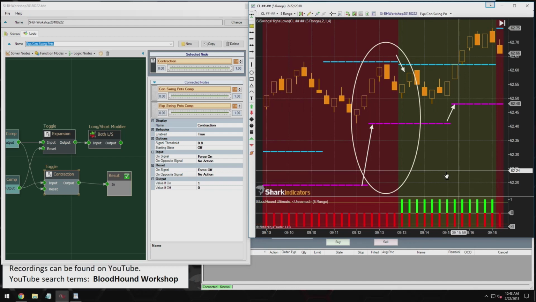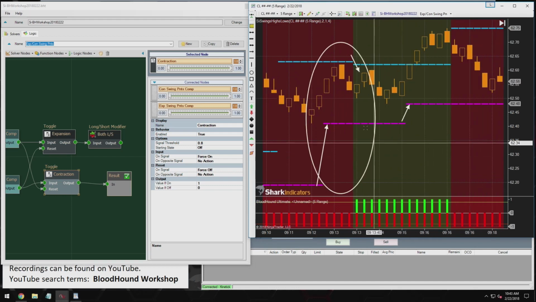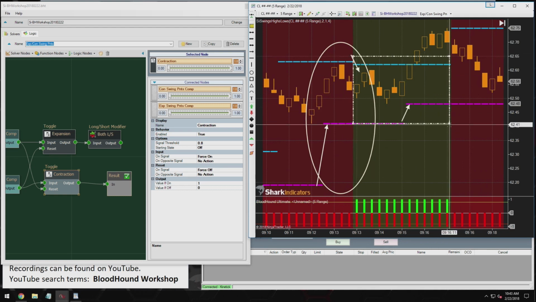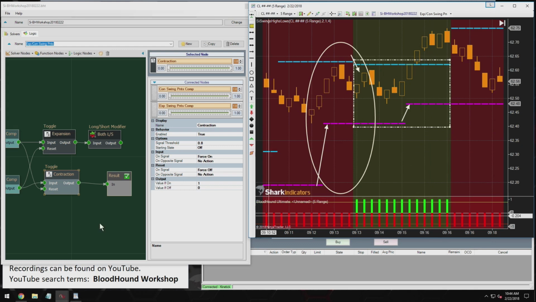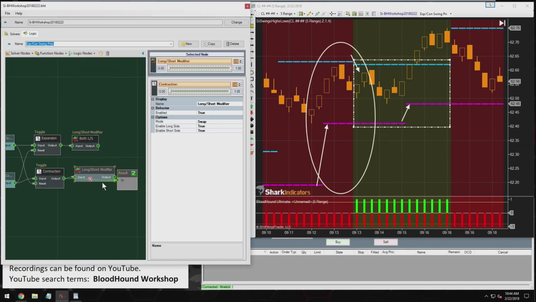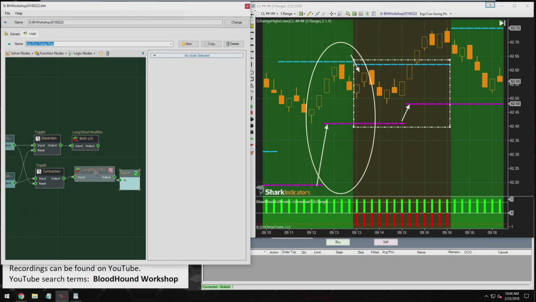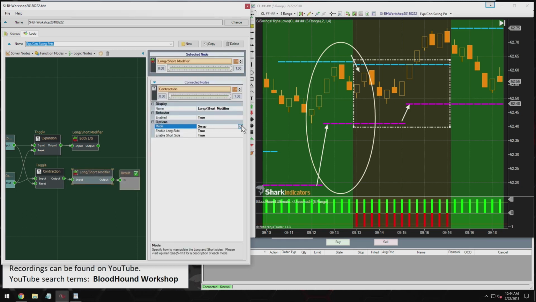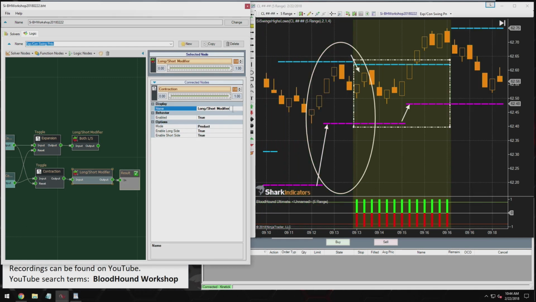And let's take a look at the chart. And quite literally, that is our area where the swings have contracted. So we just need to finish this up with another function node there. So let's plug in another function node, connect that up, and let's change the mode to product, and let's also change the name here.